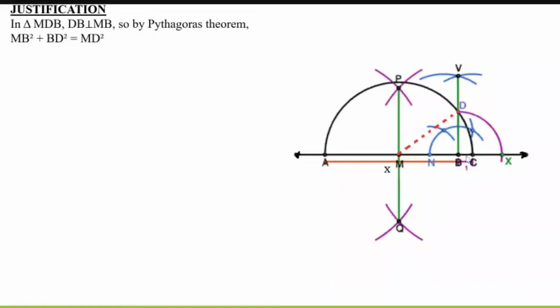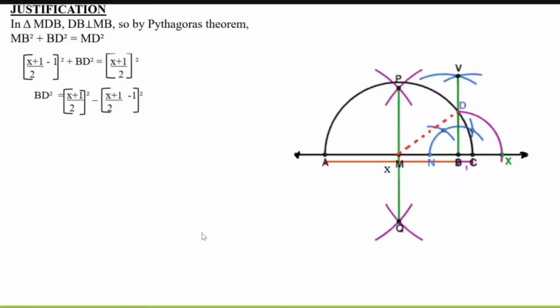From that, I need to remove this 1. So that means this comes out to be (x plus 1) upon 2 minus 1. That will give me the value of MB. So I put the values here. MB is equal to (x plus 1) upon 2 minus 1. MD is equal to (x plus 1) upon 2.